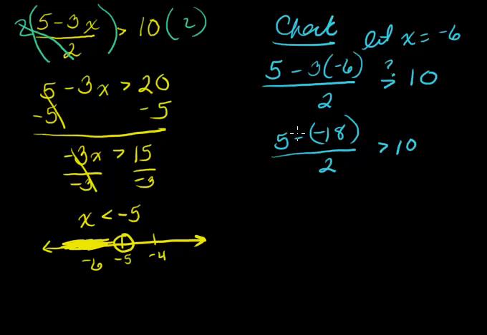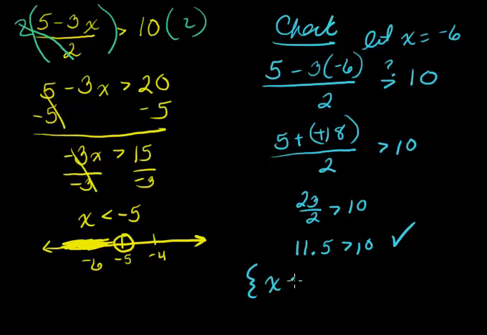Well, 5, we use same change. 5 plus 18 is 23. 23 over 2 greater than 10. And that is 11.5, which is greater than 10. So that checks. So when we write this, we would write it as right here. X, the set of real numbers that is less than negative 5.